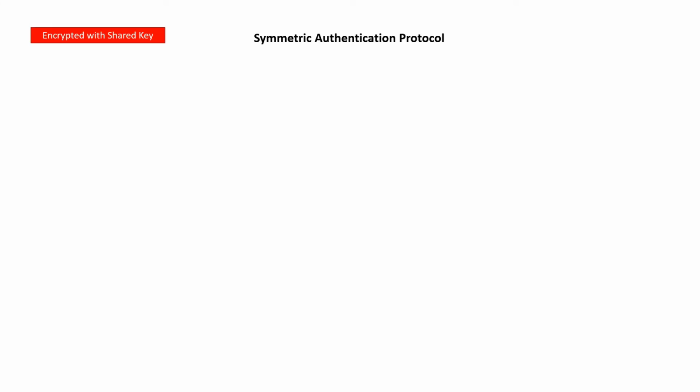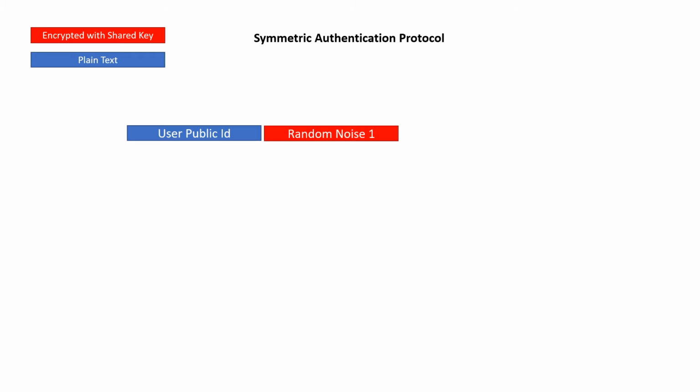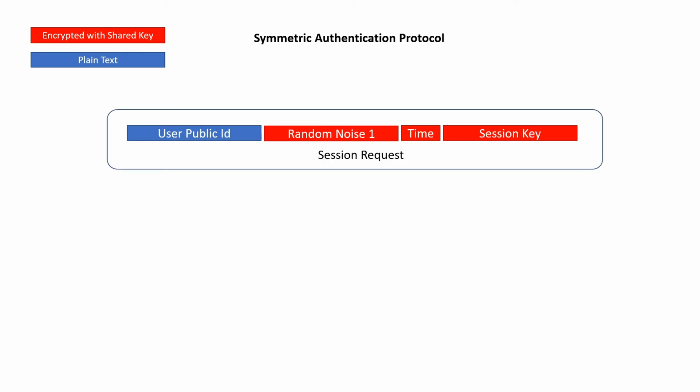Red blocks indicate they're encrypted with a shared key. Blue indicate they're plain text. Starting off a session request is a plain text public user ID. This is kind of like an IP address. We throw in some random noise, we add a timestamp, and then we propose a session key. This is our session request.